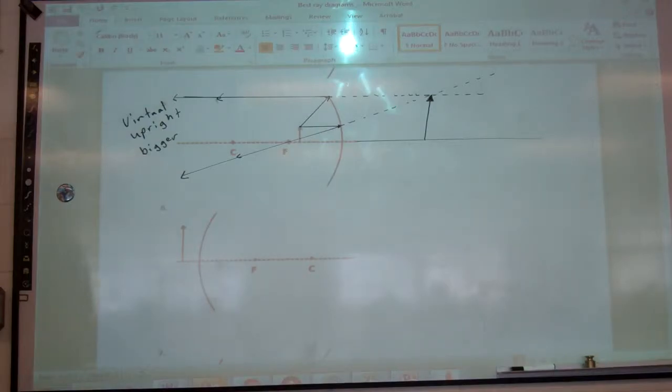Is it virtual, like behind the mirror? Is behind the mirror just kind of like to the right of the mirror? To the right of the mirror means it's virtual, behind the mirror. Sean, how is it bigger?